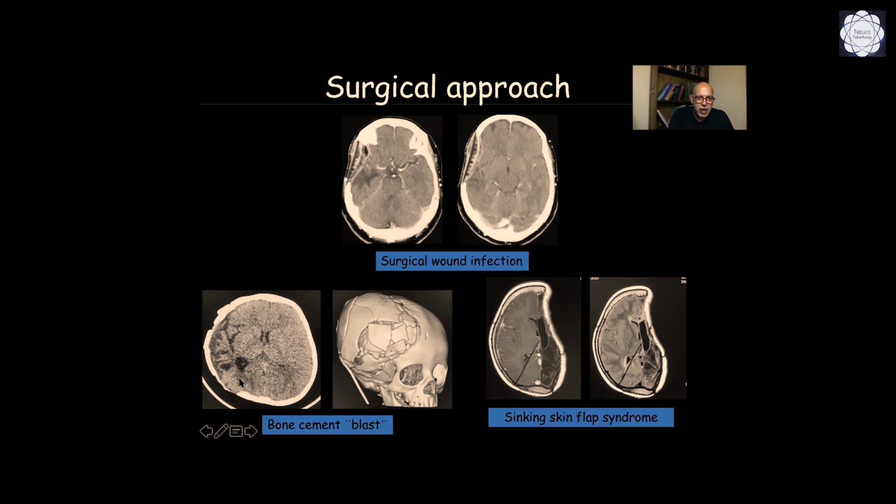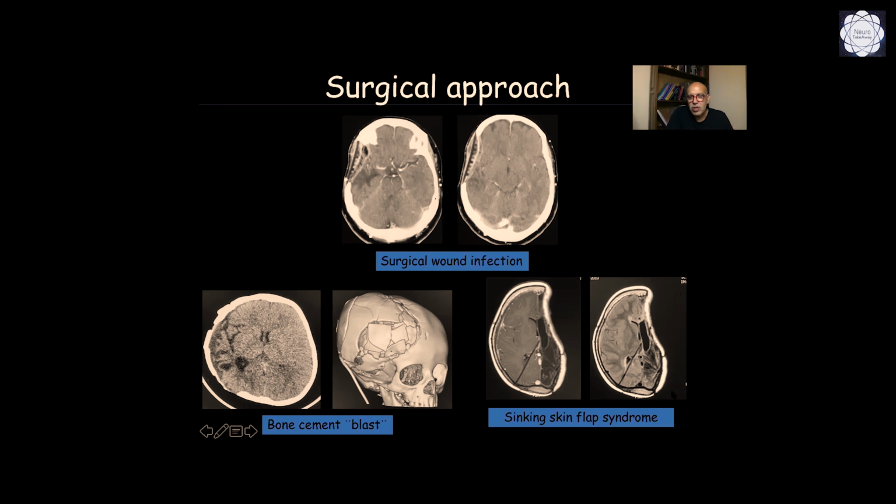In the lower left case, you can see a complication, fortunately a very rare complication of these cranioplasties made of bone cement, which is the failure of the material. This fragmentation of the plaque into several fragments is very dangerous, and they had to be removed. And finally, another case in the lower right side, you see a patient that has a craniectomy.